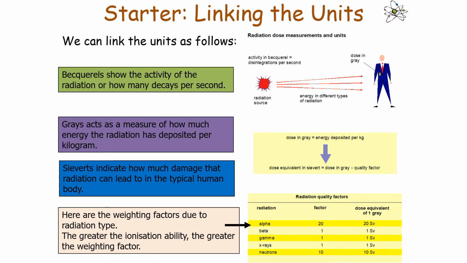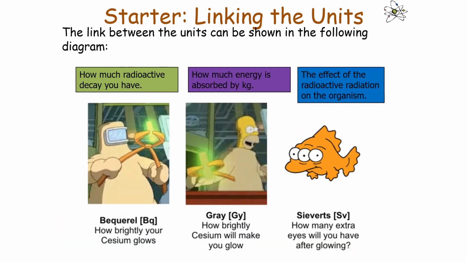So we can link the units as follows. The becquerel shows the activity of radiation, or how many decays there are per second. The Gray acts as a measure of how much energy the radiation has deposited per kilogram, whilst the Sievert indicates the damage that radiation can lead to in the typical human body. And you can convert between Grays and Sieverts with weighting factors due to the radiation type, where we know the greater the ionizing ability, the greater the weighting factor, and the tissue which the radiation hits. So here we can see in the following diagram the link shown between your becquerels, your Grays and your Sieverts.